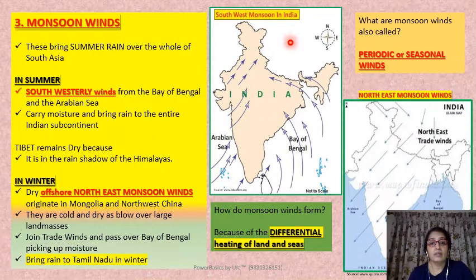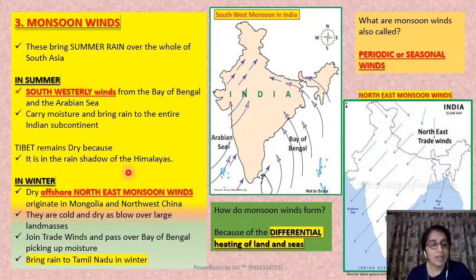Tibet is up here, above here. Tibet remains dry. Why? Because the Himalayas are here and Tibet is on the leeward side of the Himalayas, the other side, in the rain shadow area of the Himalayas. So it remains dry. This question can come: despite the southwest monsoons, why is Tibet dry? Tibet is on the other side of the Himalayas. The Himalayas protect it from the cold winds and stop the rain from reaching it. So Tibet is a very, very cold place with no rain.